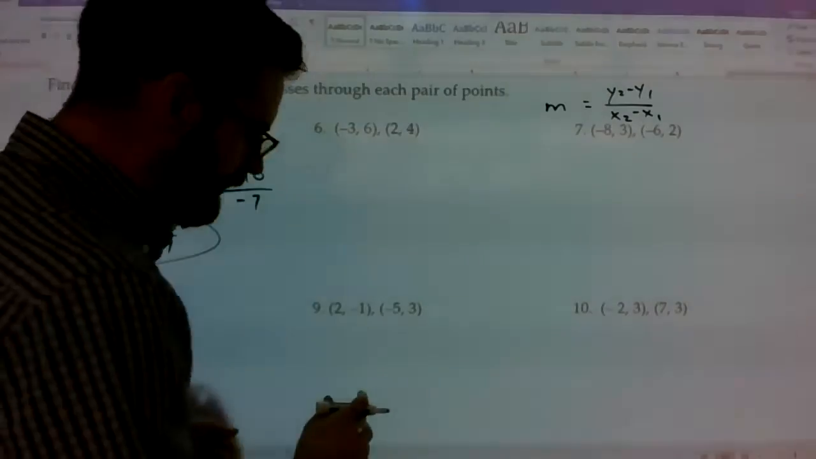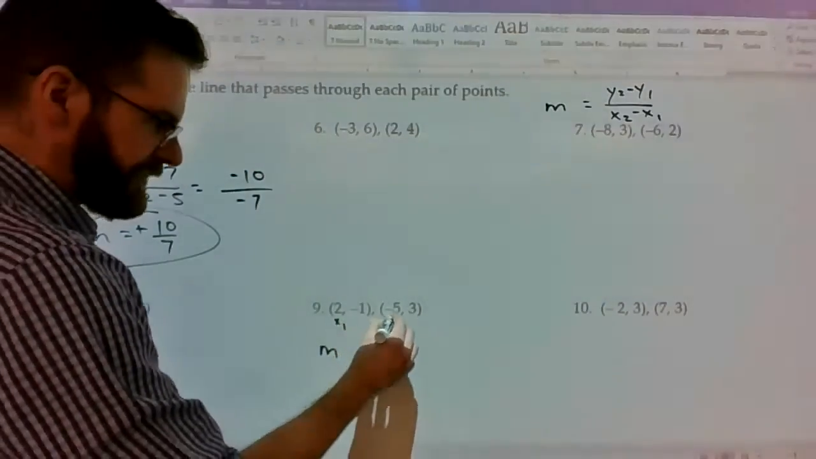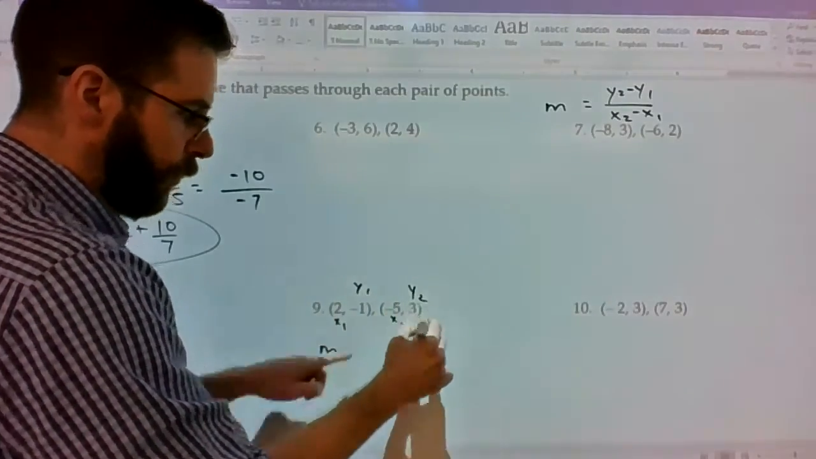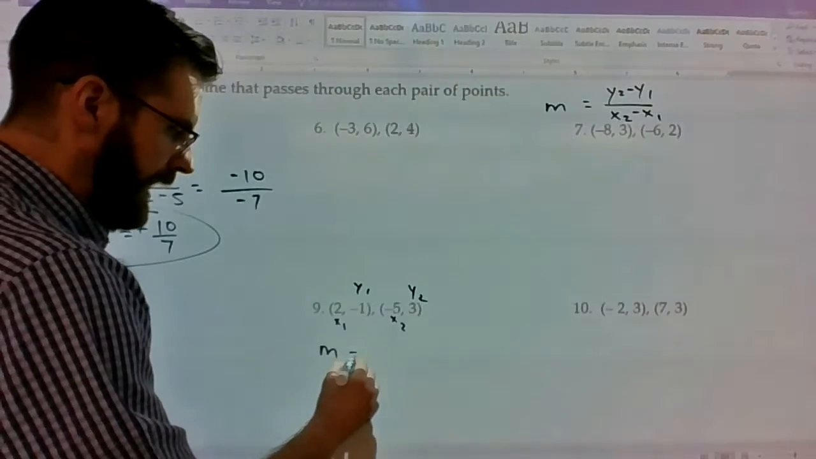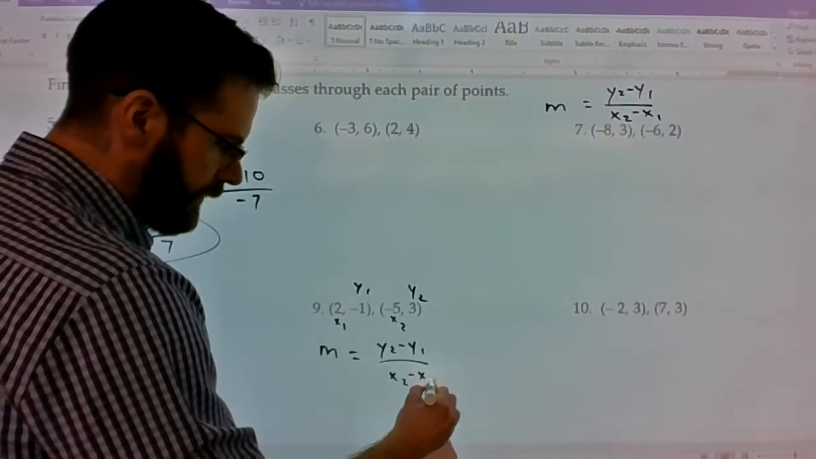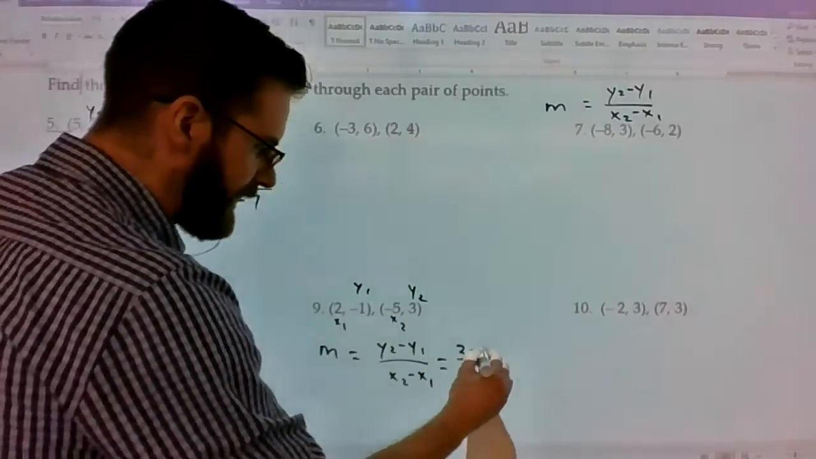How about number 9 then? That'll be another one I do. So this is x1, this is x2. Remember the x's are the left, y1, y2. The y's are the right coordinates. M is equal to y2 minus y1 over x2 minus x1. The y2 is 3. The y1 minus -1.